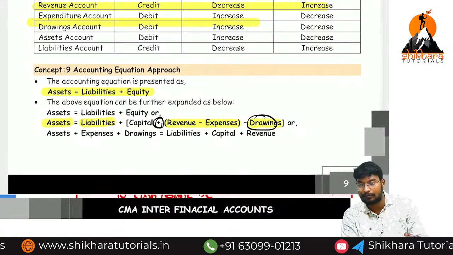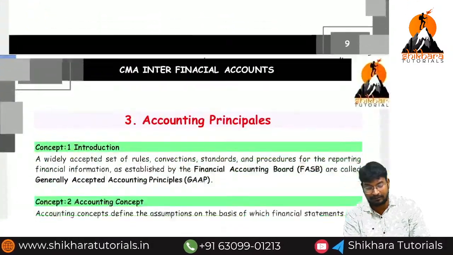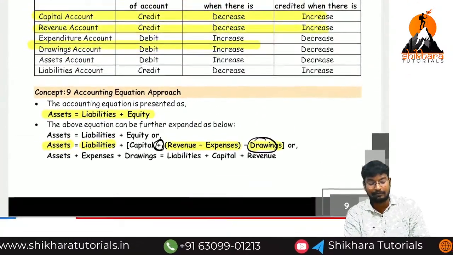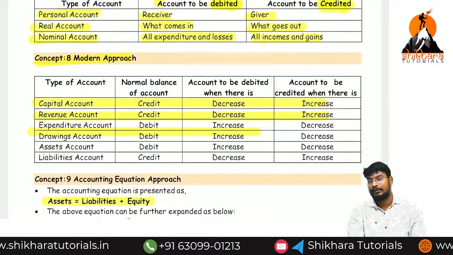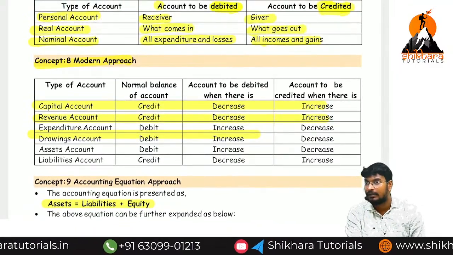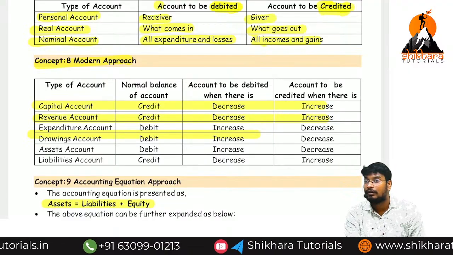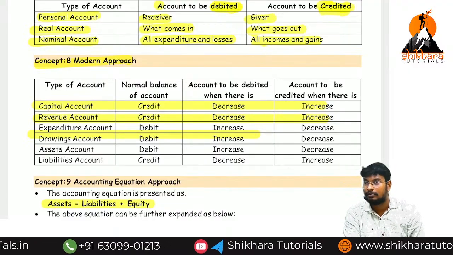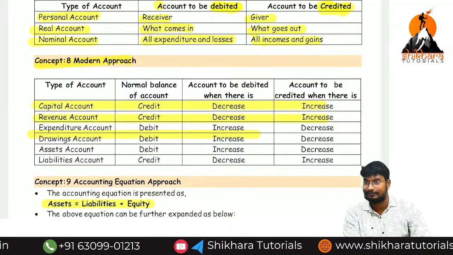I will explain in tomorrow's class, no problem. Accounting equation. So like that we have completed double entry system. Totally we have completed the two basic chapters. The first one is called basics. Chapters over.